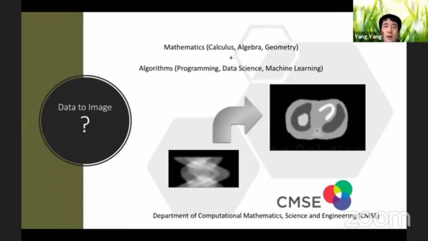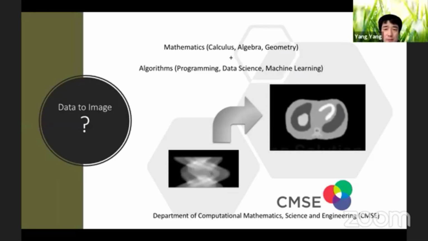Now, upon completion of the collection of data, we are in the position that we have this kind of strange data. And what we really need in X-ray is to view the interior of the human body. And so there's a question of how to go from this strange pattern of data to the image that we want. And this is where the science comes into play.